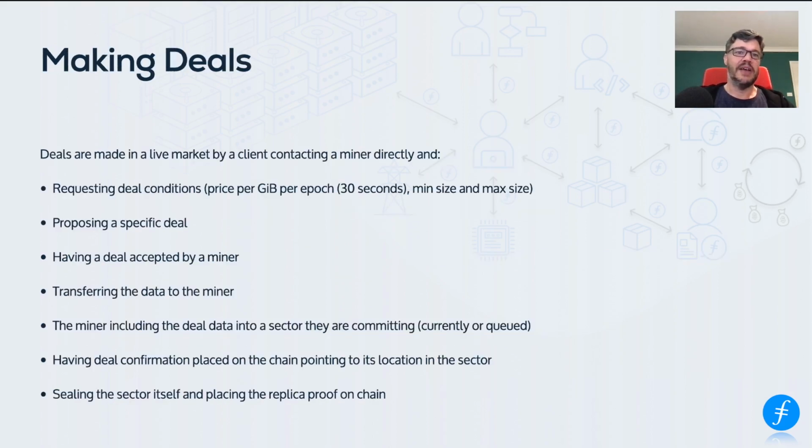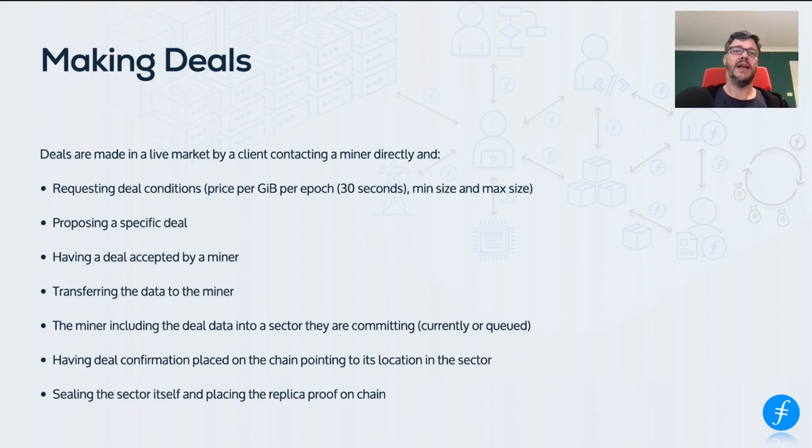Making deals. Deals are made in a live market, as I said, one-on-one. So a client contacts a miner directly, and this is roughly the process. There's lots of subtle points within this, and I may have a couple of things out of order, but this is the basics of how it's made.